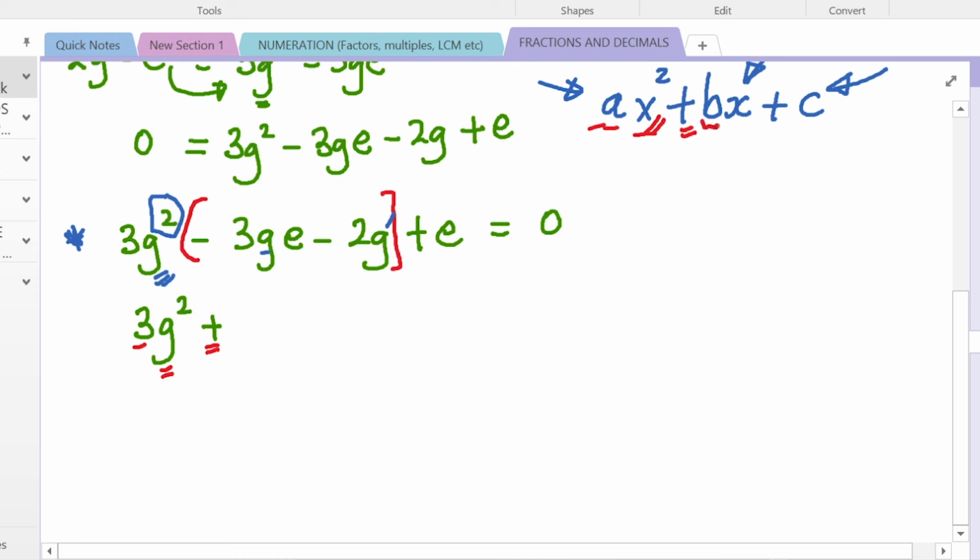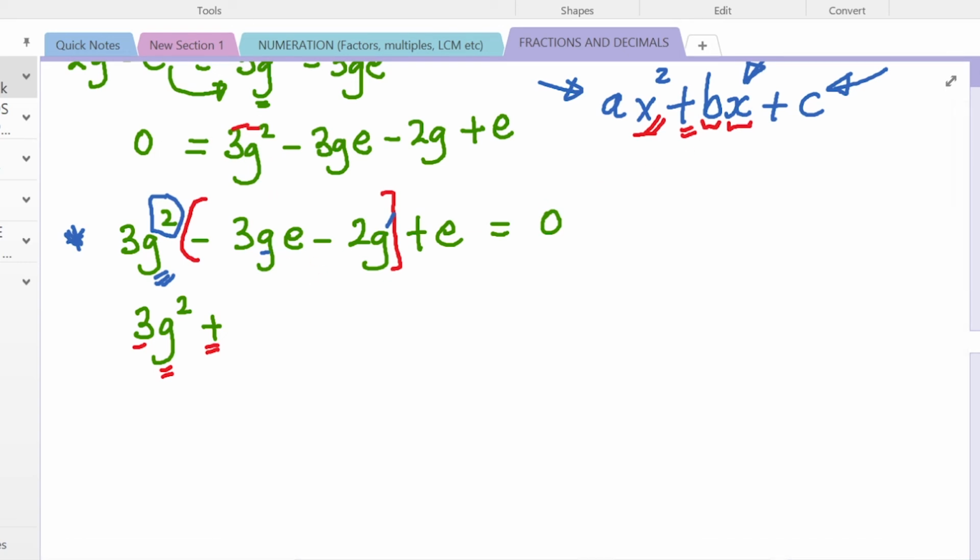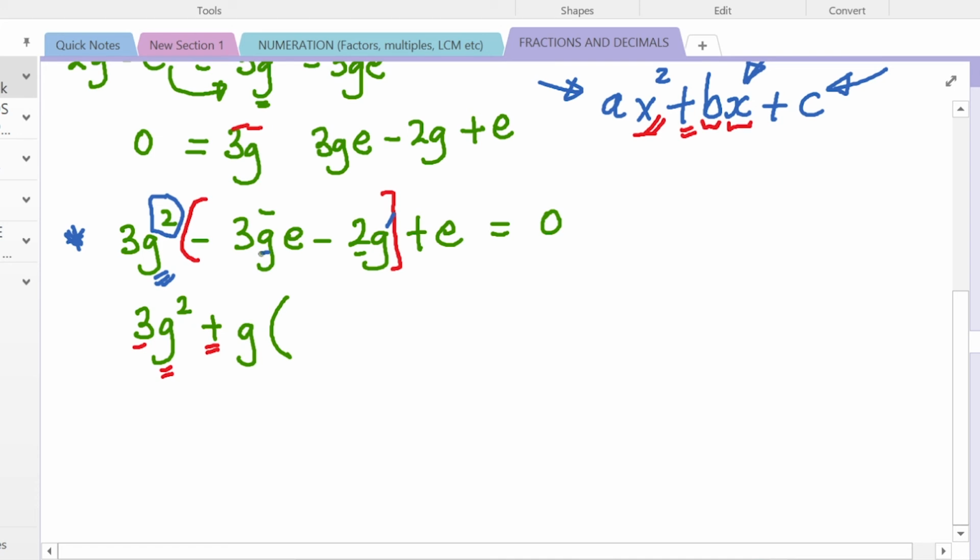We want to define the value of b and the value of x. Remember, x is the g. So from here we can put g outside the bracket since it is common here and there. So we put g outside the brackets, and in brackets we shall remain with negative 3e minus 2. How did we factorize? Negative 3ge divided by g gives negative 3e in brackets. Then negative 2g divided by positive g remains negative 2. That's how it has come out. Then this goes plus e is equal to 0.